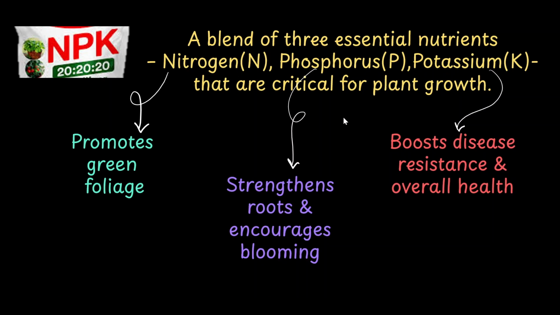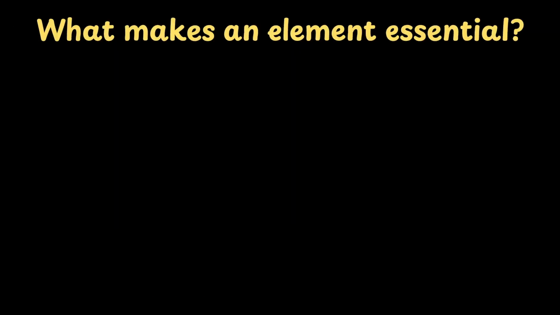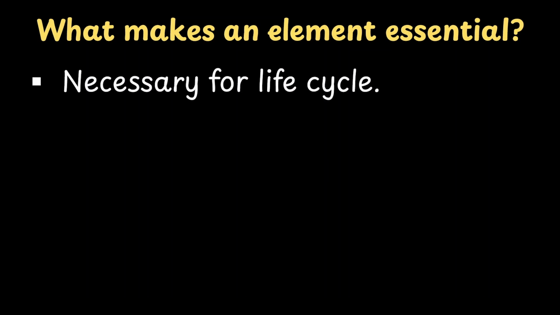But how do we know these three are essential nutrients? Aren't the other minerals essential for the plant? Well, there are three criteria for essentiality. First is that the element must be required for the life cycle of the plant. So it should support the plant in their normal growth as well as in the reproduction process.